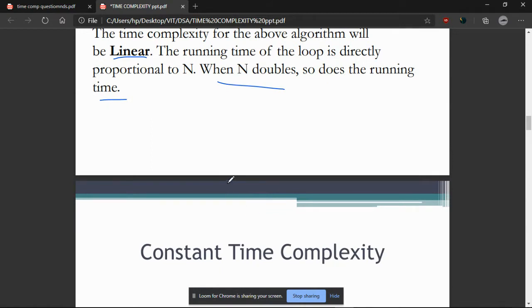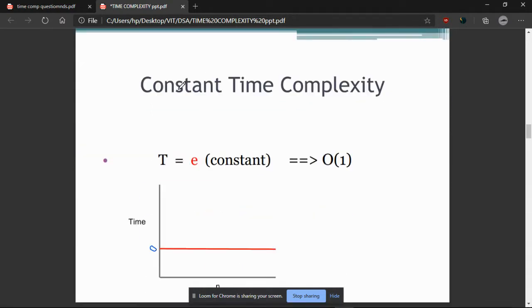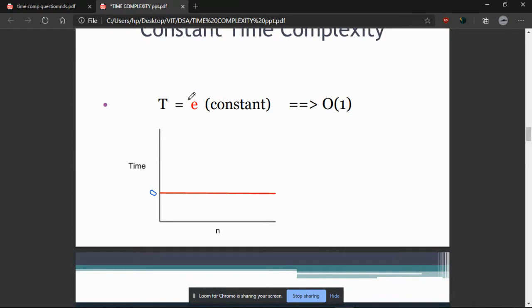Now for the next one, constant time complexity. An algorithm is said to be constant time if the value of T(n) is bounded by a value that does not depend on the size of the input. For example, accessing any single element in an array takes constant time as only one operation has to be performed. Whatever the input size may be, the execution time will always be the same. It will be constant.